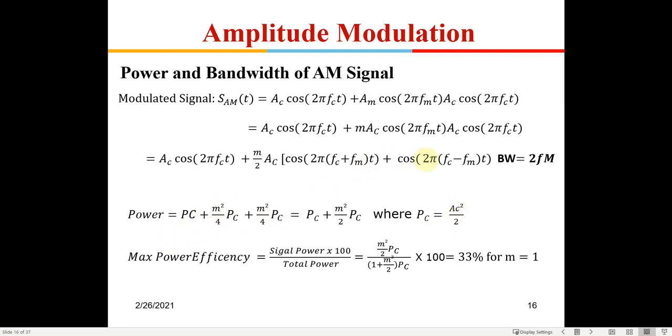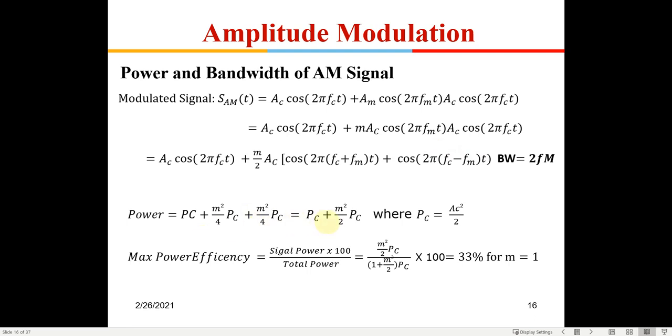Okay, and also the power for this I will get as M square by 4 PC. So this is known as the upper sideband. This is known as the lower sideband. This is known as the carrier power. Okay, so now if you see, PC is the carrier power, M square by 4 PC is the upper sideband power at FC plus FM, and M square by 4 PC is the power of the lower sideband.